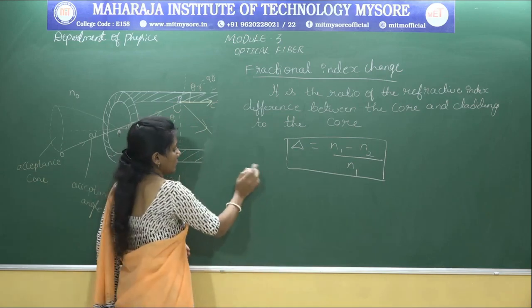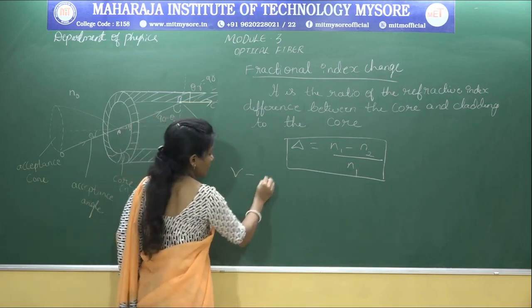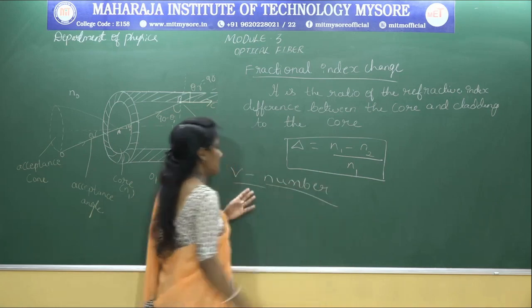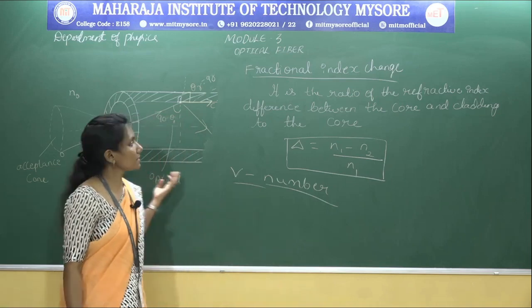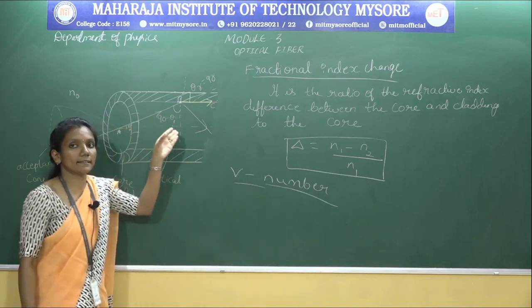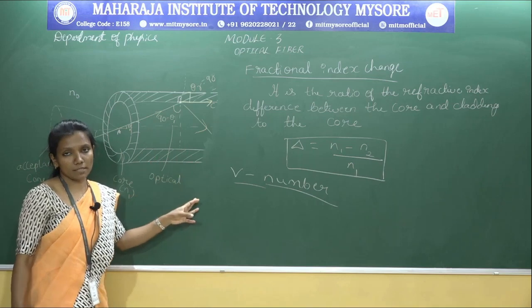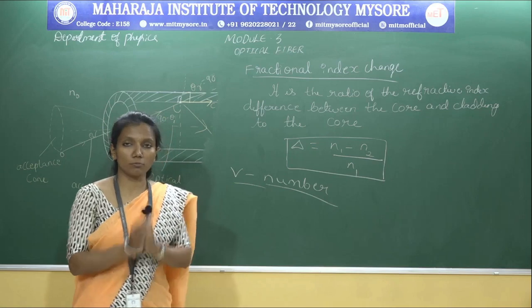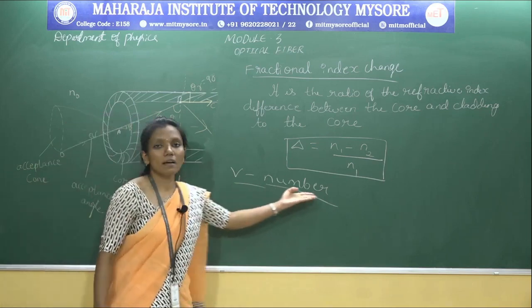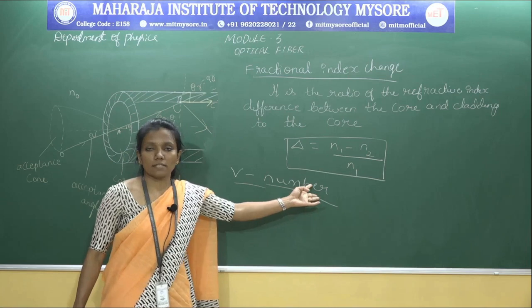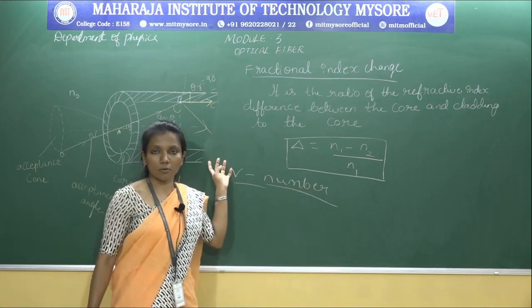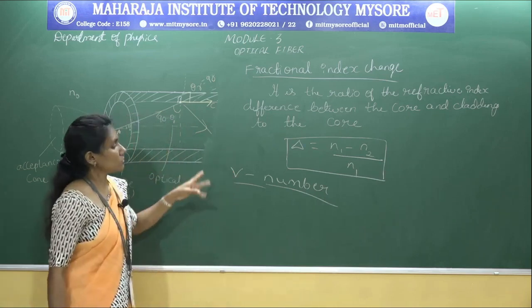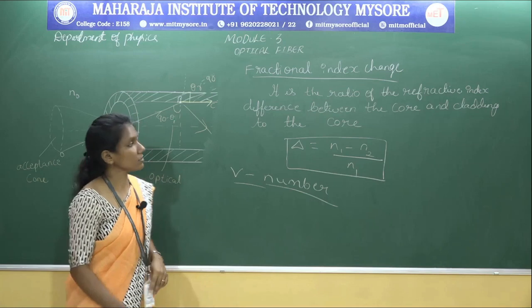Okay. So, the next is the V number. The V number is a parameter used to measure how many light rays can enter inside the optical fiber, how much light the fiber can sustain. To measure that, this V number parameter is required. It depends upon the wavelength and the diameter of the optical fiber.